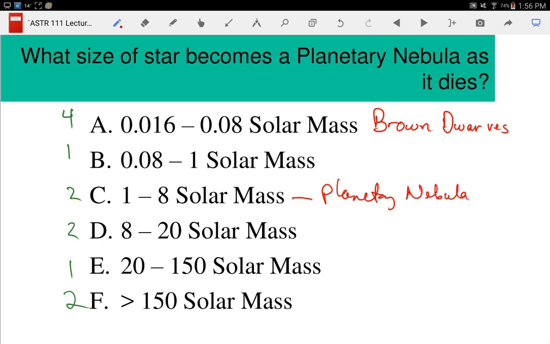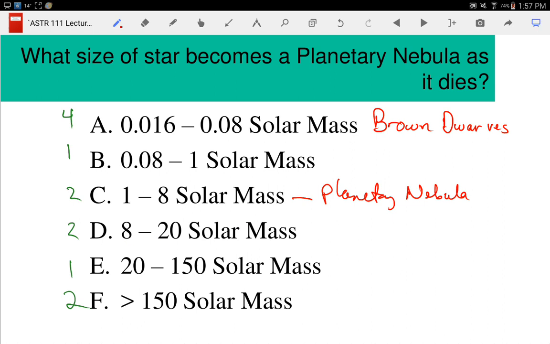So 1 to 8 solar masses has to be the one that has planetary nebulae, since 1 solar mass is kind of the limit. Some astronomers believe the sun will become a planetary nebula. Others believe it will not. It's that close. Why is 8 the upper limit for planetary nebula? Because I'm sure that will collapse back into itself.